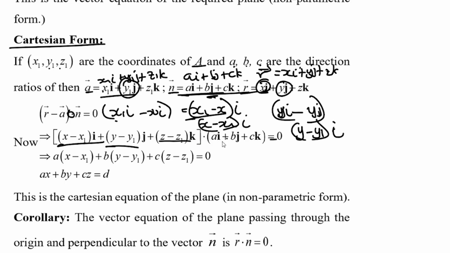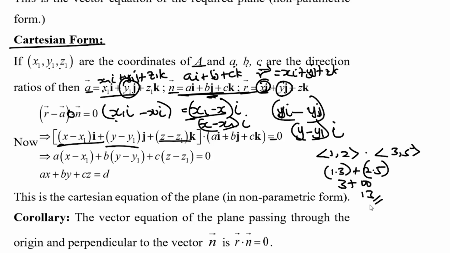Alright, so when we multiply through by A, B, C, we've already established that if, let's say, we have 1, 2 dot 3, 5, then it means that we are going to dot 1 to 3. We are going to have 1 times 3 plus 2 times 5. So in this case, you are going to have 13 as your result.